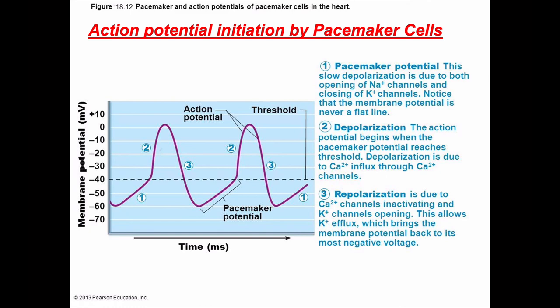This is how the muscle keeps contracting and relaxing in the heart. This electrical activity is called the pacemaker potential. This slow depolarization is due to both opening of sodium channels and closing of the potassium channels. Notice that the membrane potential is never a flat line. There is no resting. It continuously keeps on exciting and relaxing, contracting and relaxing. That is why the electrical activity is continuously seen.